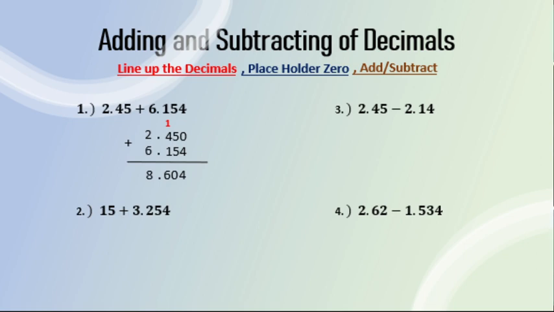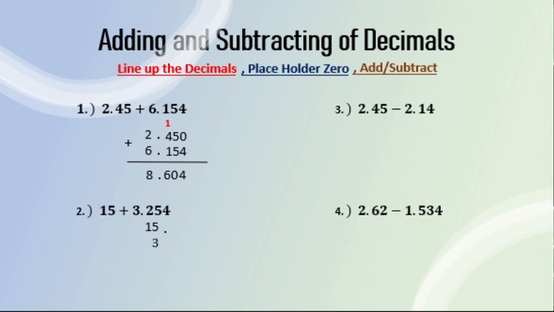Let's go now with number 2. We have 15 plus 3 and 254 thousandths. Let us write the given in vertical column. We have 15. Since 15 is a whole number, let us write the decimal point right after the digit 5. Now, we can write 3 and 254 thousandths below 15. Make sure that we line up the decimals.